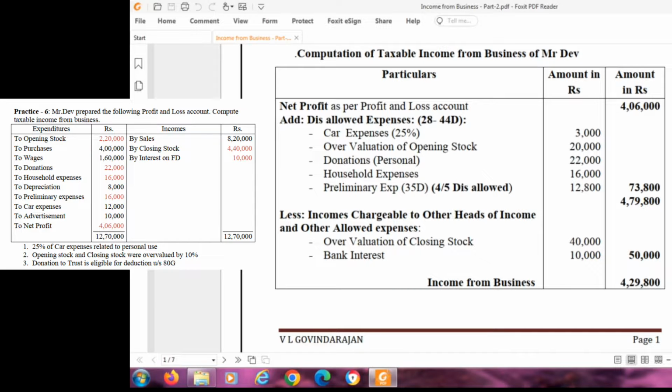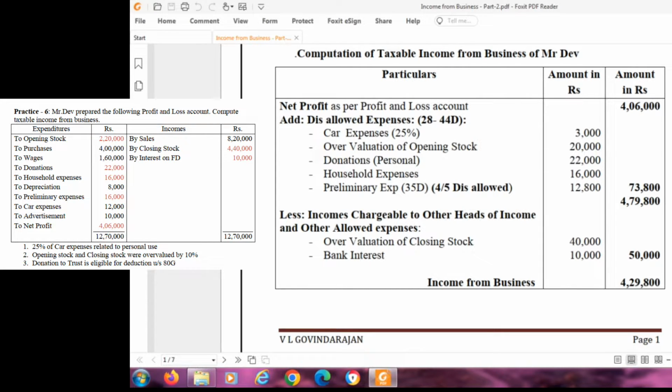Next, depreciation. Actually, depreciation was given only in the P&L account, but not in the adjustment. So the amount entered in the P&L is allowed. If any information is given both in the account and in the adjustment, the item given in the P&L account will be added, and the amount given in the adjustment should be deducted. But in this problem, no depreciation is given in the adjustment. It was debited only in the profit and loss account, so it was allowed.